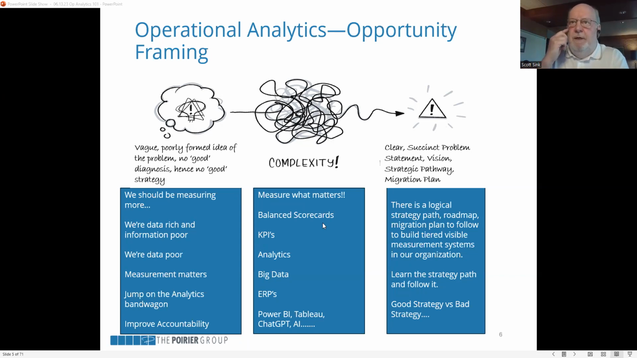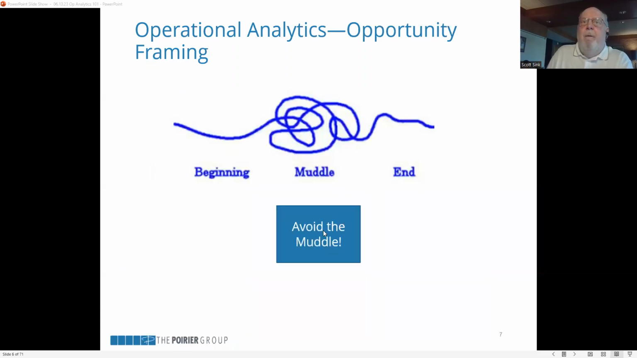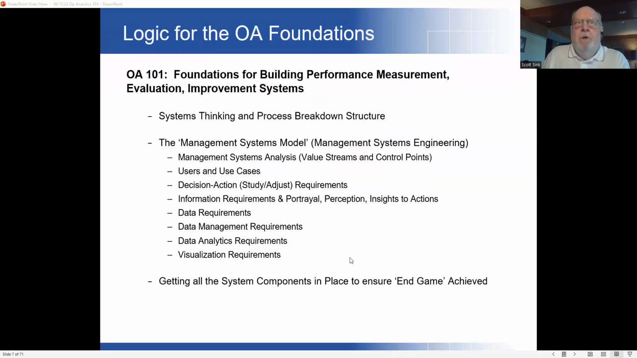And so we need clear, succinct problem statements. We need a vision for what can be as it relates to analytics. We need a strategic pathway, and we need a migration plan. And that's what I'm going to be talking about with you today. So what we want to do is avoid the muddle, right? A lot of times we start off and say, okay, we're going to have an OpEx program, we're going to have an op analytics program, and then we get into it and we get all wrapped around the axle. So OA 101 is what I put together for you: things that I think are foundational to the way you think about and approach building better measurement systems and doing analytics better.